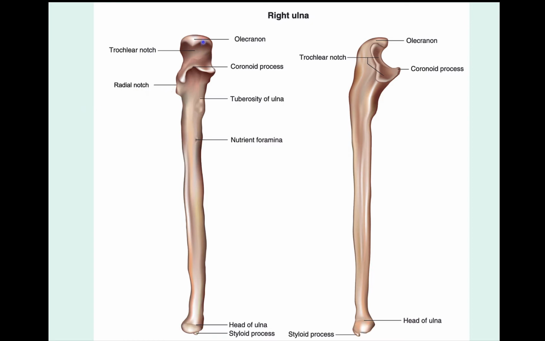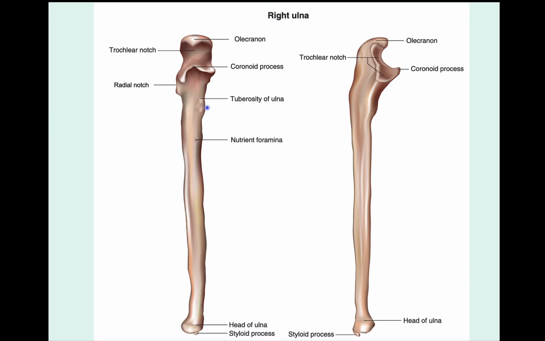Now, we mentioned the olecranon. During an extension, the olecranon process is going to go into that olecranon fossa. Here's the trochlear notch that's going to articulate with the trochlea, and here's the coronoid process that during a flexion will go into that coronoid fossa. You can see the U shape that I mentioned earlier to help you identify this as the ulna.